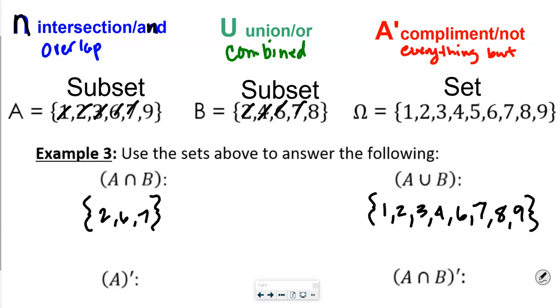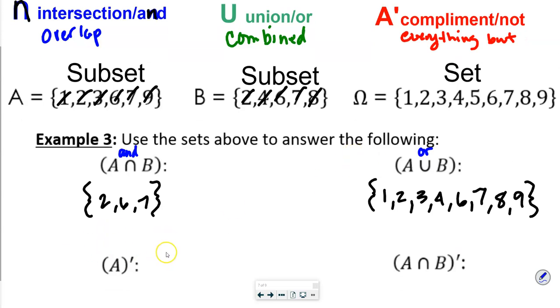So the only value that's not here is 5. Did you guys notice that? So everything but 5 is in A or B. Okay, that's what this means. And remember, again, this is an and statement, A and B, and this is A or B.